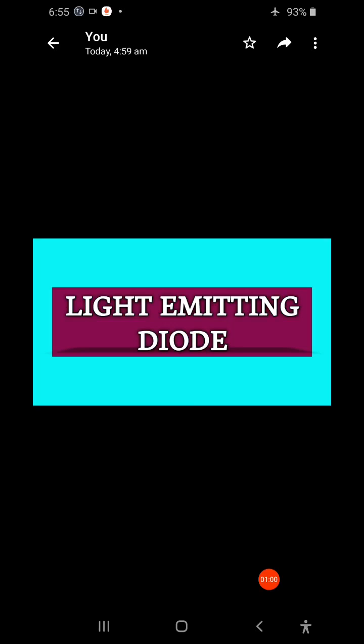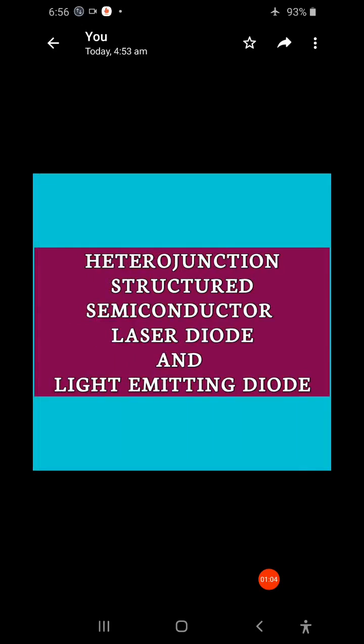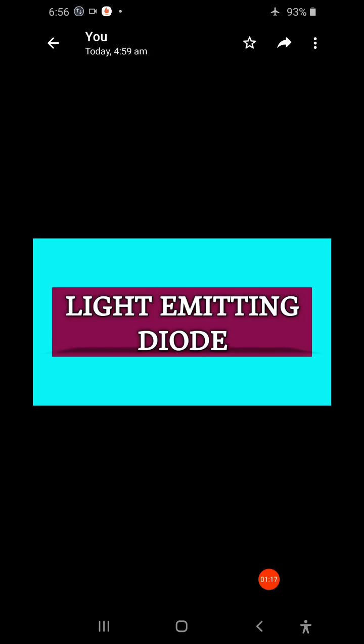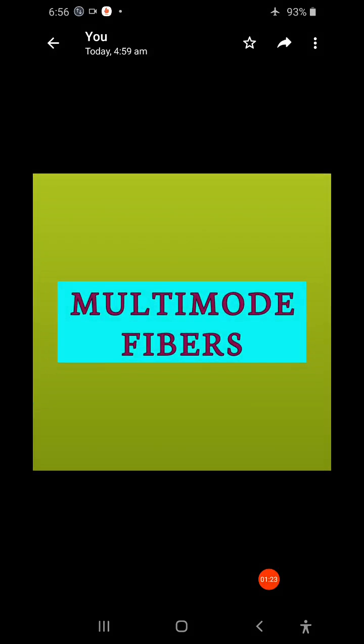Here the laser diode is also called the injection laser diode. Now coming to this light emitting diode, these LEDs are used in multi-mode fibers.